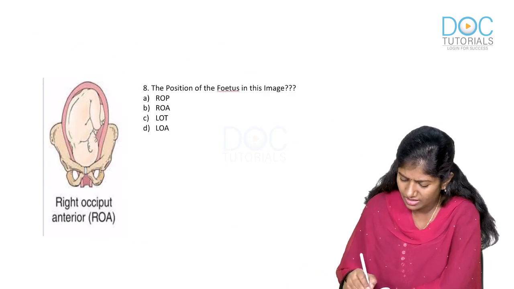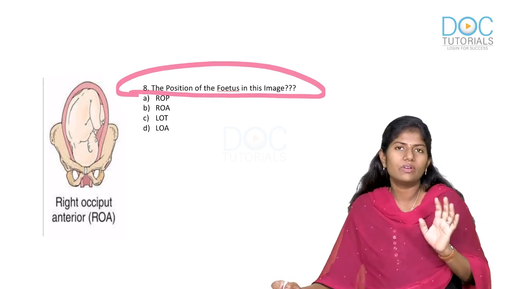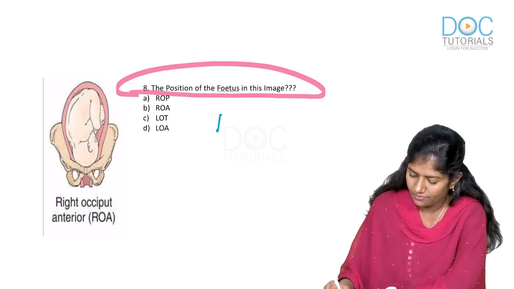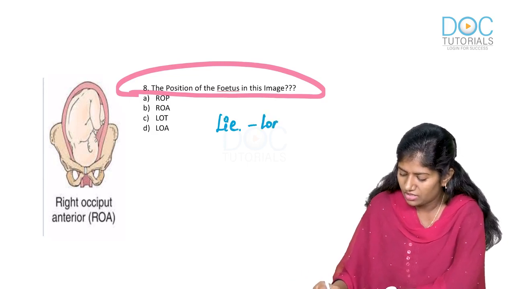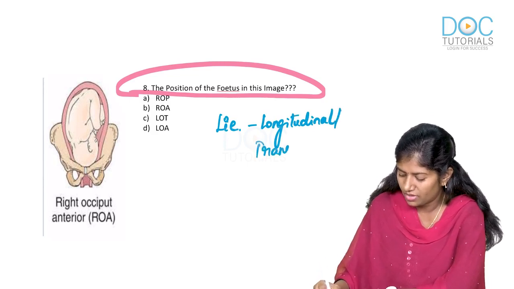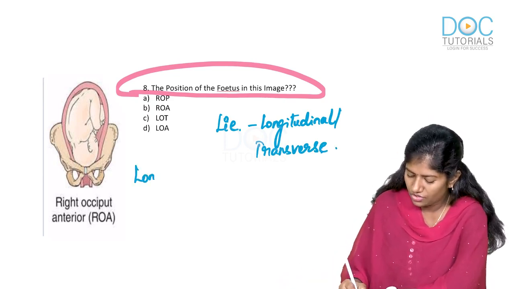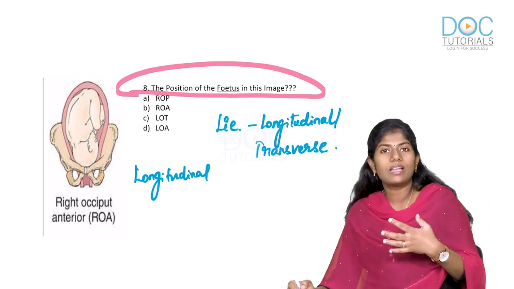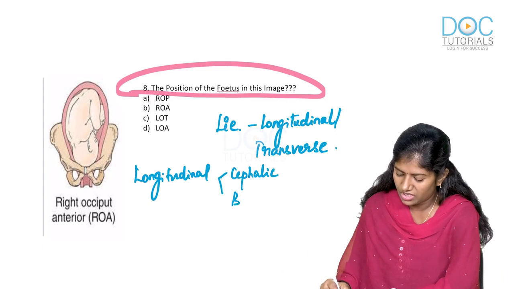Position of the fetus in this image is. Whenever you get something like this, you have to see 4 things. First is lie, whether it's longitudinal lie or transverse lie. Now here it is longitudinal lie. In case of longitudinal lie, it will either be vertex presentation, cephalic presentation or breech presentation.